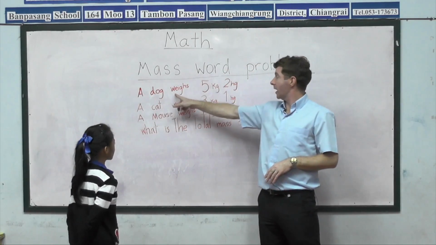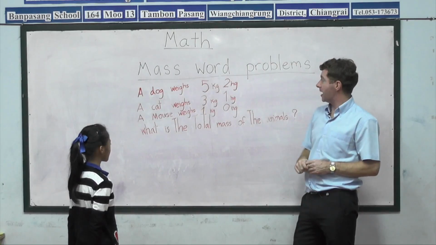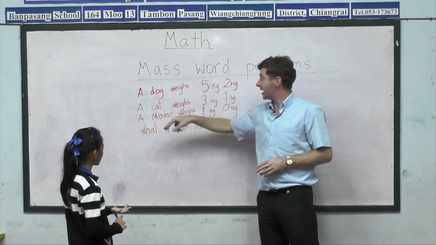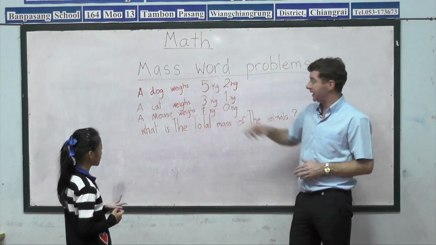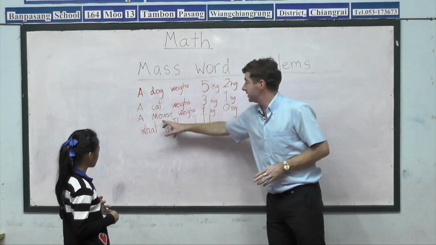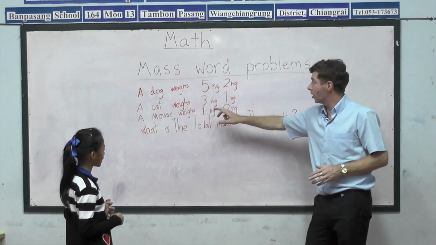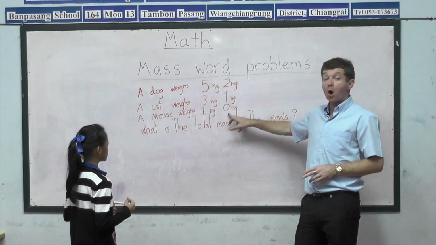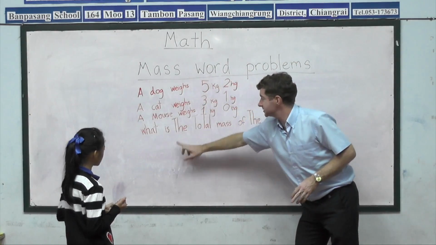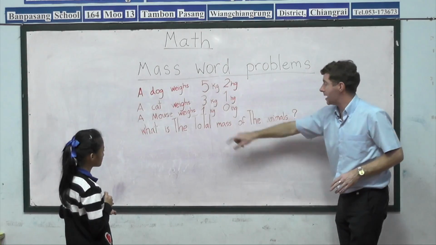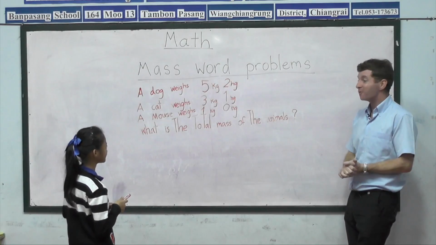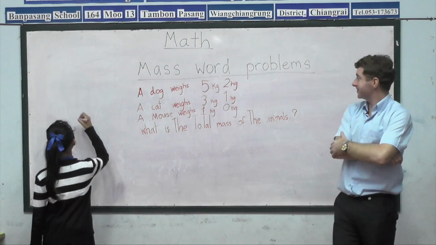Okay, so all together. A dog weighs 5 kilograms, 2 hectograms. A cat weighs 3 kilograms, 1 hectogram. A mouse weighs 1 kilogram, 0 hectograms. What is the total mass of the animals? Dan, over to you. Can you work out your total weight?